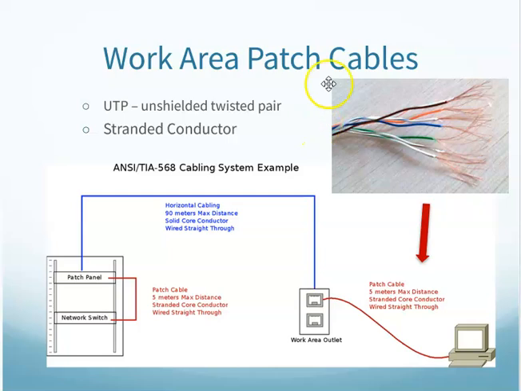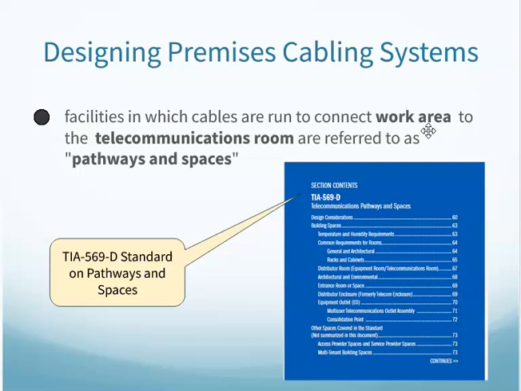The work area patch cables, remember, are stranded conductor for flexibility, but we need to keep their distance short because that has more resistance, so it's going to weaken the signal more. The facilities where these cables are run to connect the work area back to the closet are referred to as pathways and spaces. Our 569 standard is about pathways and spaces.